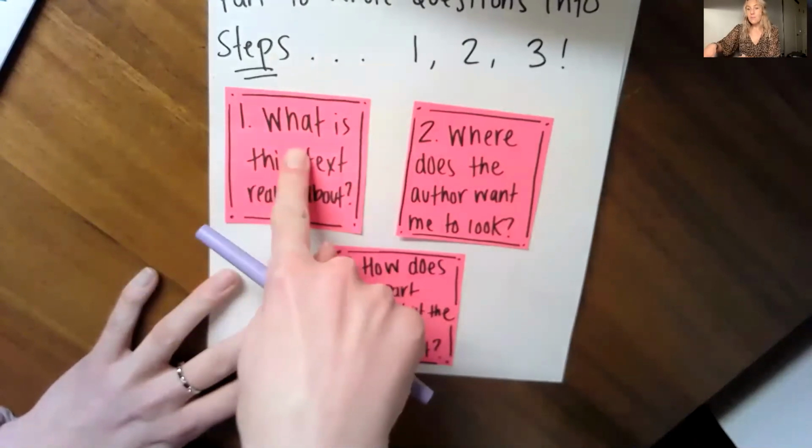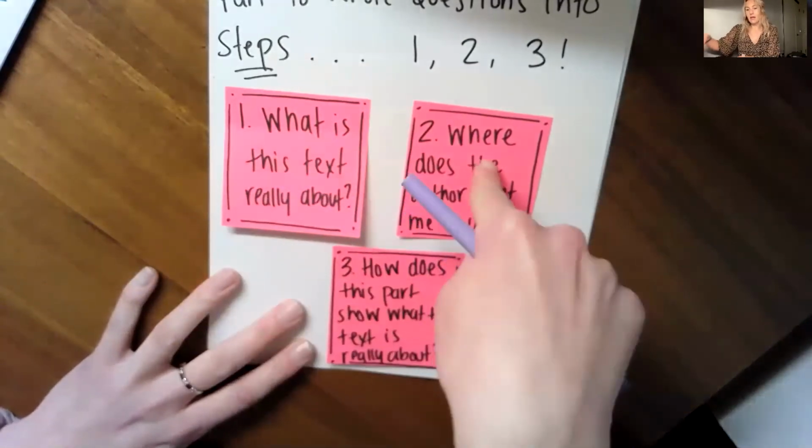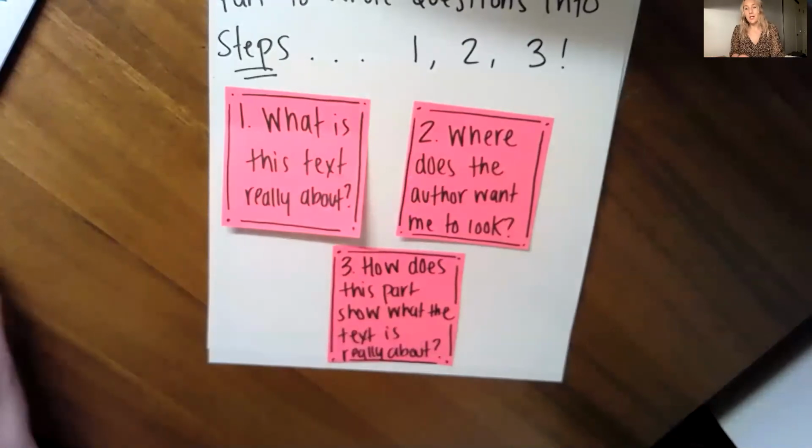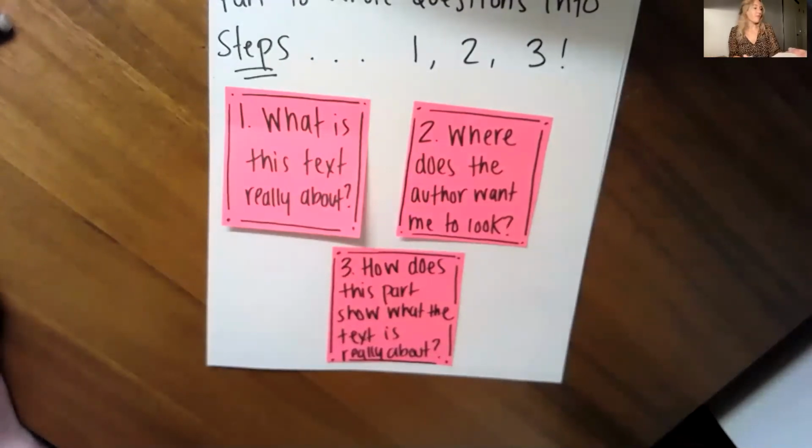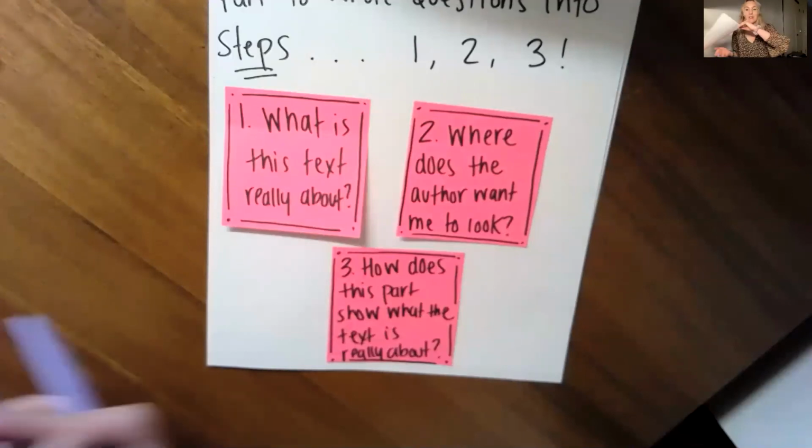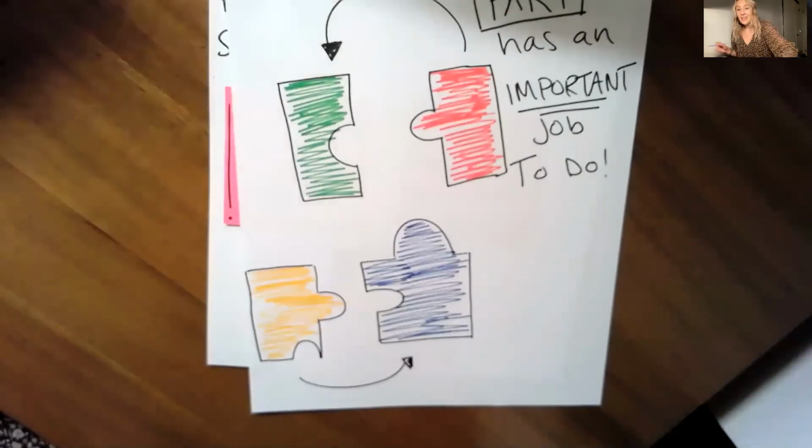So think big, then think smaller, then get specific. I hope this helps you, and I hope that not only do you take away from this part to whole strategies, but also test taking strategies.